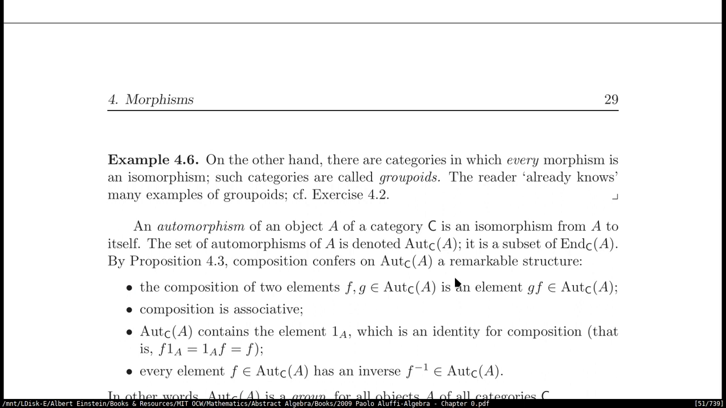So there are categories in which every morphism is an isomorphism, right? And they are called groupoids. Groupoids are not groups. The category of groups is a separate thing, but groupoids are a more loose version of groups. They don't have as many restrictions as a group has.